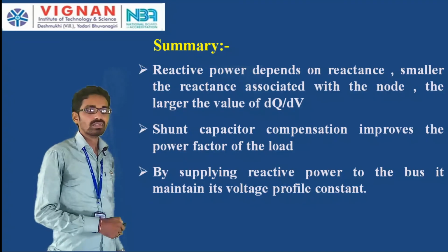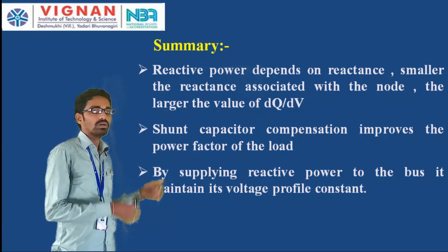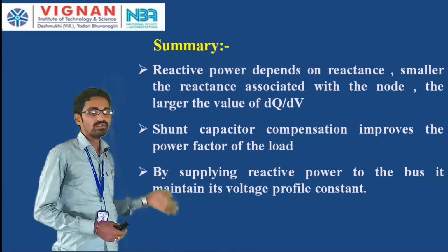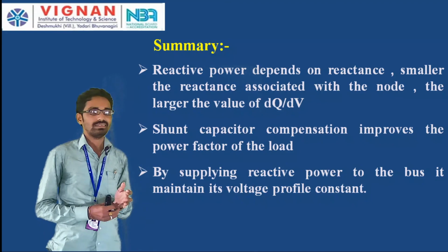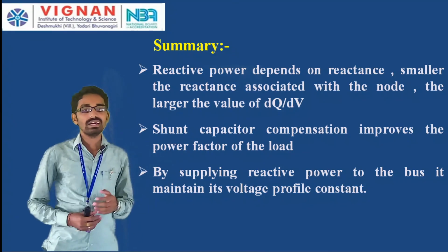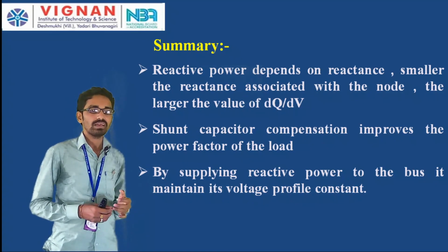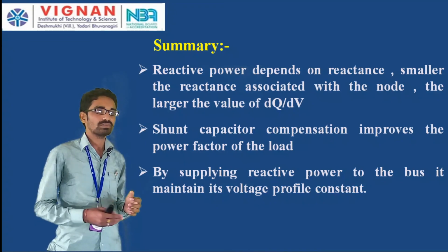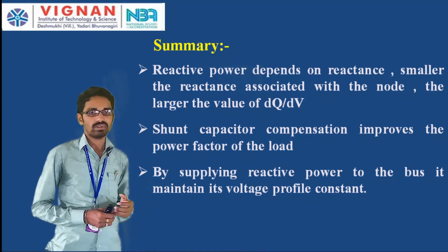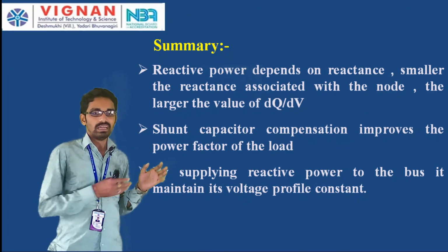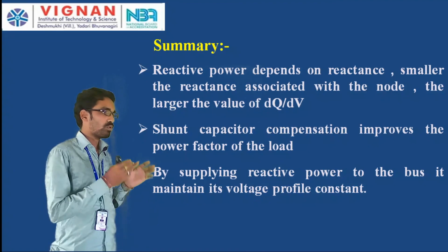If we go for the summary of this lecture, the reactive power depends upon the reactance. As the reactance is smaller, you have a larger dQ by dV value, right. Also we have seen that for light load conditions, the sending end voltage is approximately equal to the receiving end voltage. The next one is shunt capacitor compensation, which will improve the power factor of the load. We have seen that phi 1 is greater than phi 2 and cos phi 2 is greater than cos phi 1, as the power factor increases. And the last one is that by supplying reactive power to the bus, it maintains the voltage profile constant.